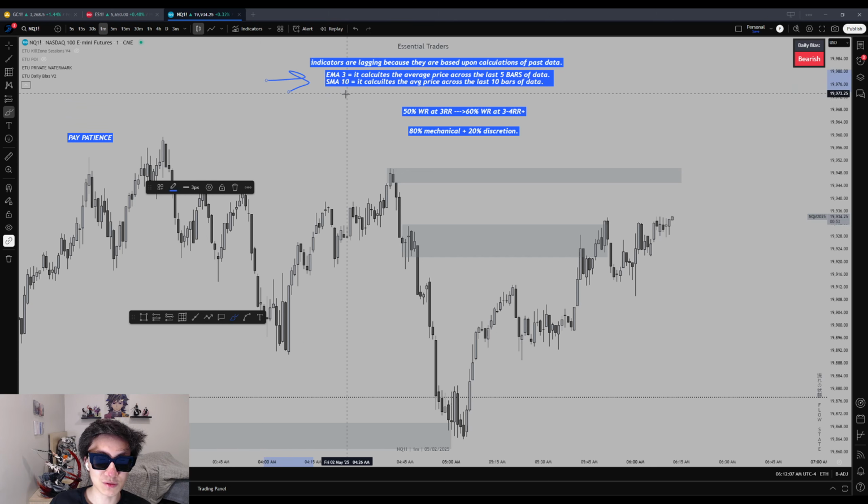EMA is exponential moving average. SMA is simple moving average. And the number that comes after it represents the number of bars it's calculated from. So if it's EMA 3, it means it's taking an average price of the last 3 candles. If you're on the 1 minute, that's 3 minutes of price action. If I'm on the 1 hour, that's 3 hours of price action. And this smoothens out based on a mathematical formula, which is exponential.